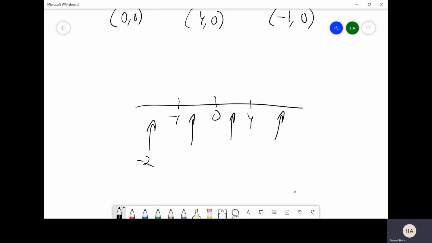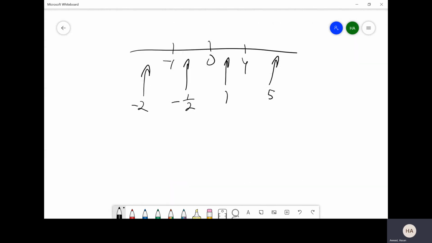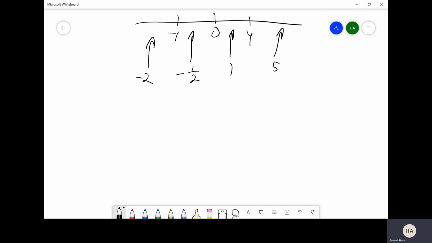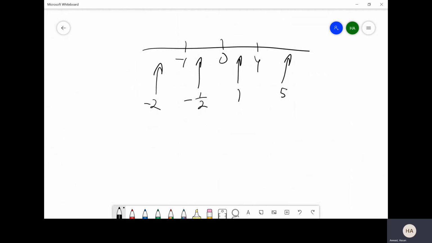So I'm going to pick negative 2, I'm going to pick 1, 5, and there's really no better thing than negative 1/2. You feel free if you want to use a more complicated fraction, but I'm going to stick with negative 1/2 here. Okay, so how do we test these? We test them the same way that we always test test points. The way that we do it is we take our test points and plug them in.